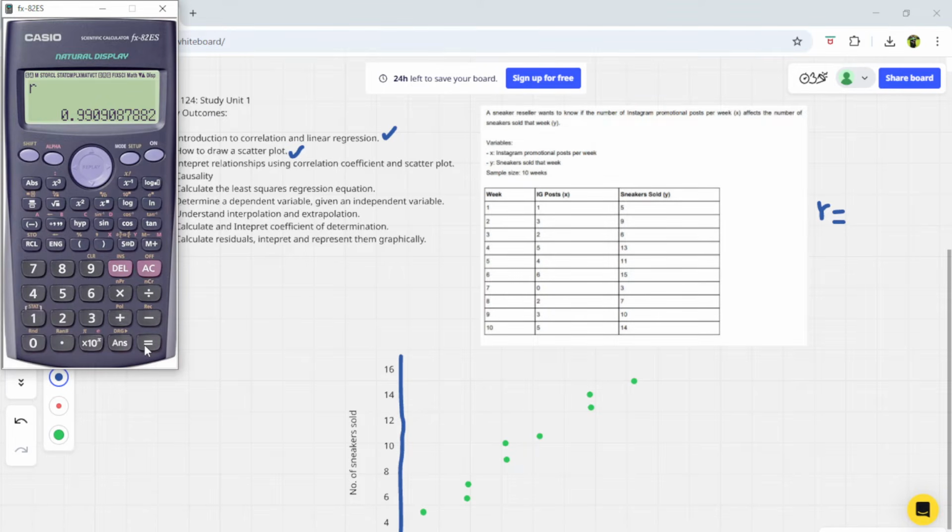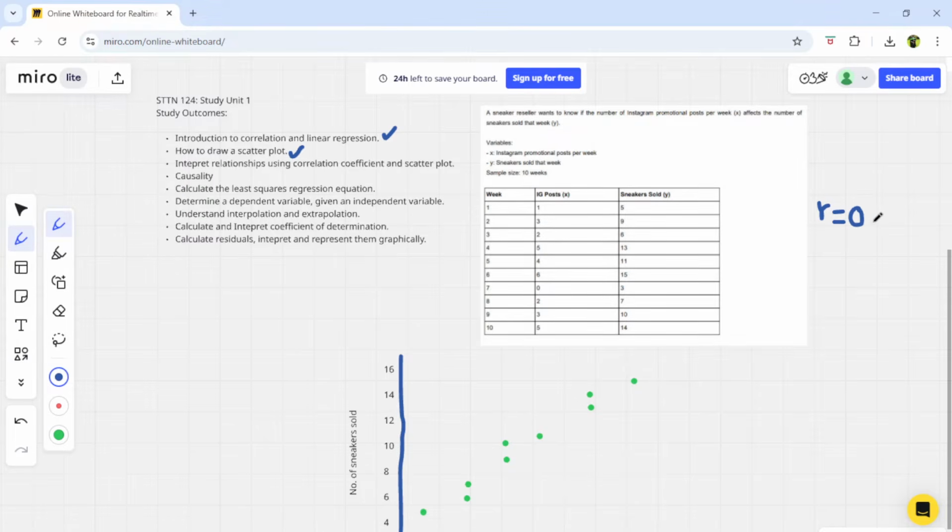Ne? So it says 0.99. Ne? So if they say round it off to 2 decimal places, it's going to be 0.99, as it is, 0.99. Please do not round this off. Do not round it off to 1.